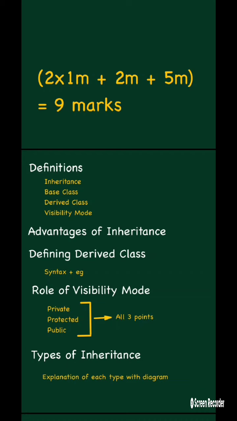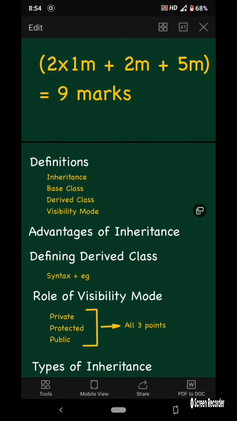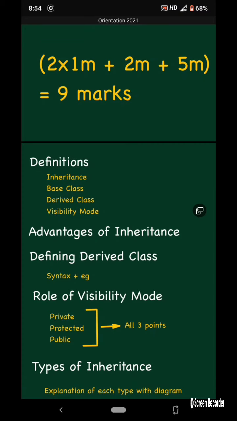Next is advantages of inheritance. That is very important. There are only 6 advantages that can be asked for either a 2 or 5 marks question, so be prepared for advantages of inheritance.